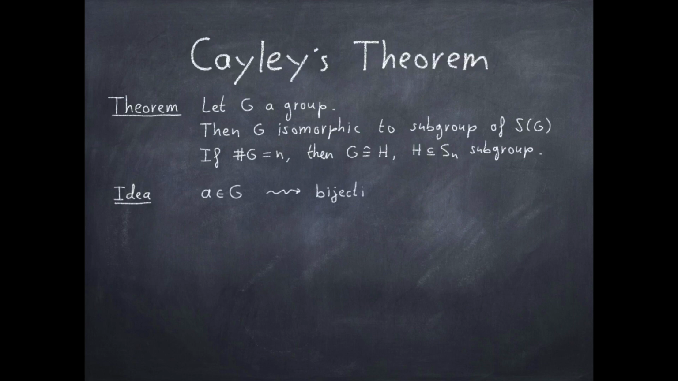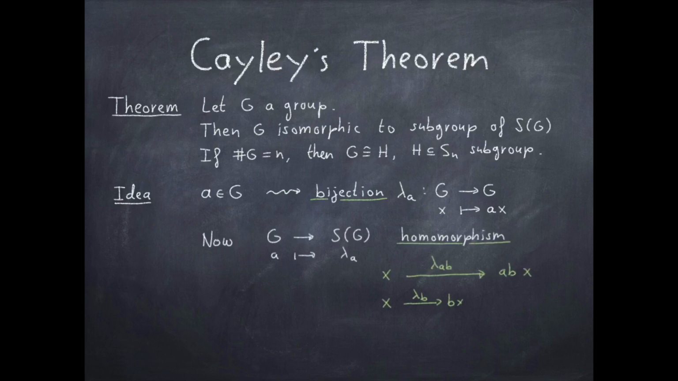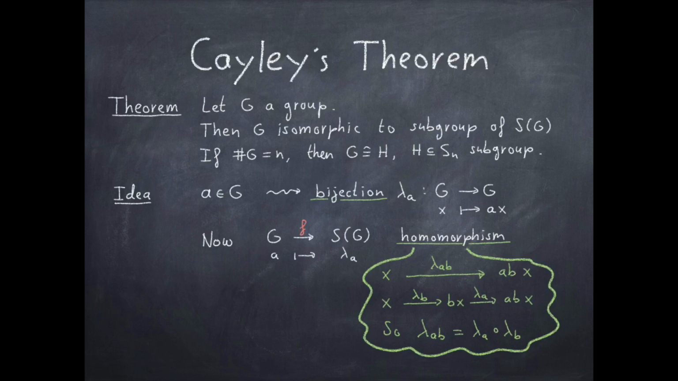The idea of the proof is the following. Consider any element A in the group G. This will give us a bijection from G to G via left multiplication by the element A. So we map any element x to Ax, and this is a bijection from G to G. Let's denote the left multiplication by A by the map lambda A. So what we get is a map from G to S of G that sends any element A to lambda A. This map is a homomorphism because multiplying from the left by AB is the same as first multiplying from the left by B and then multiplying from the left by A. So lambda AB is the same as lambda A composed with lambda B.